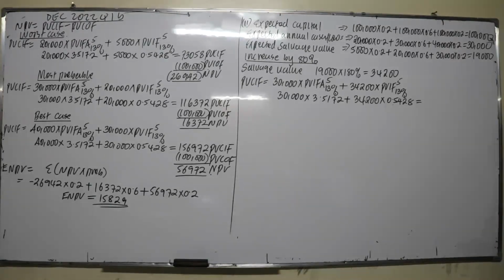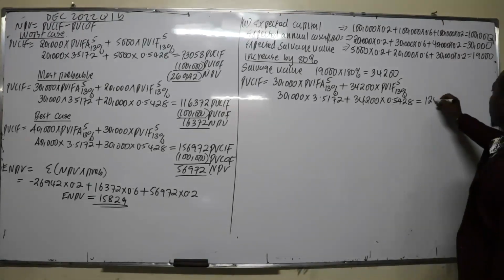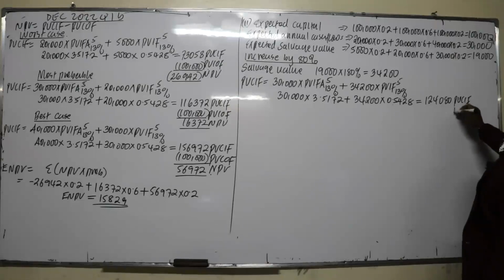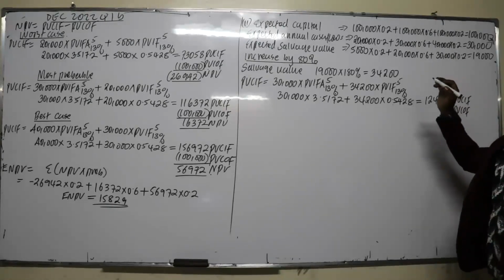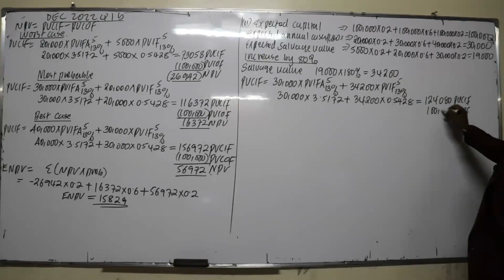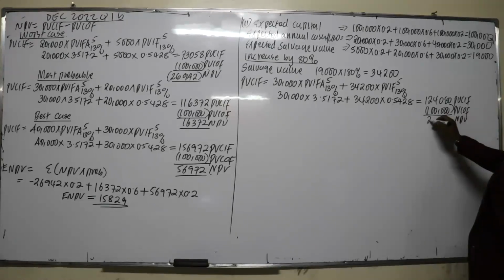What do you get? You are getting 124,08, yeah? So that's the present value of cash inflow. To get NPV, that's the present value of cash outflow, the initial capital, it's 100,000. So the net present value will be 24,000.